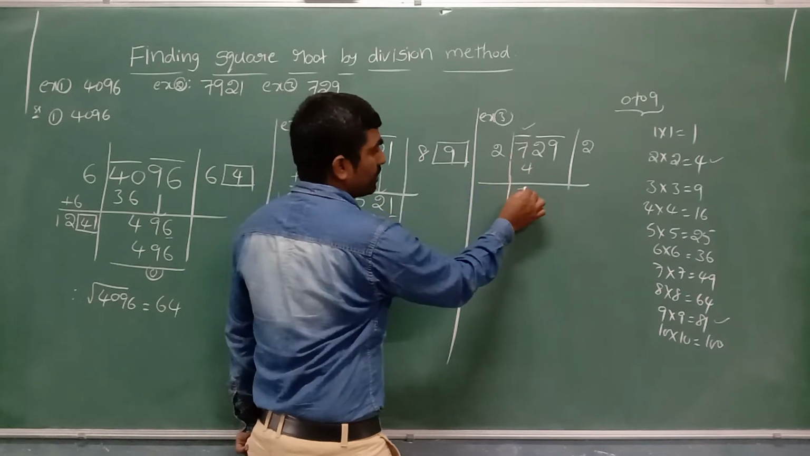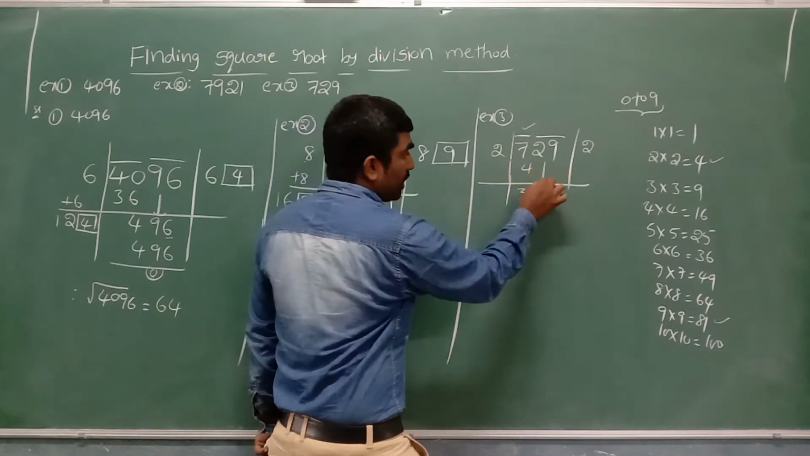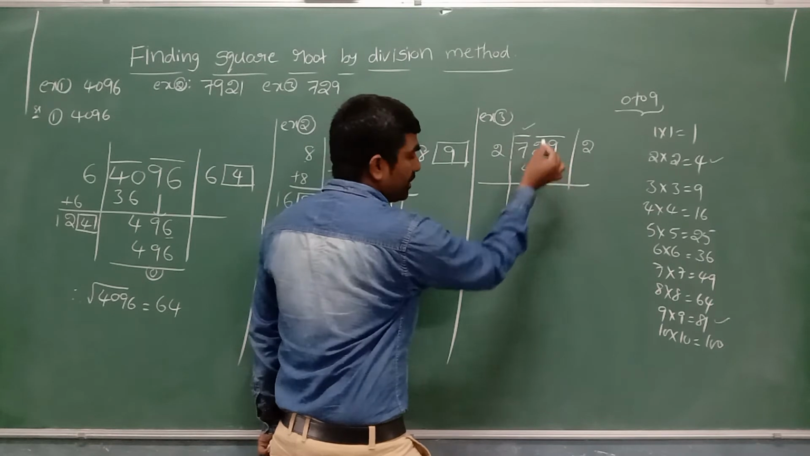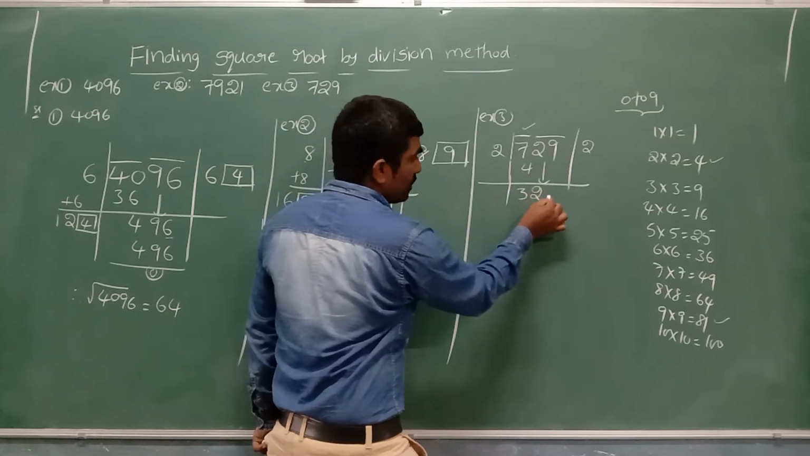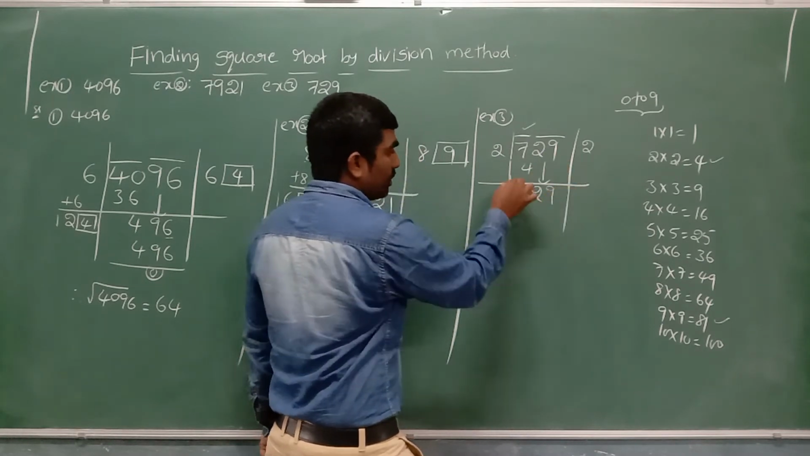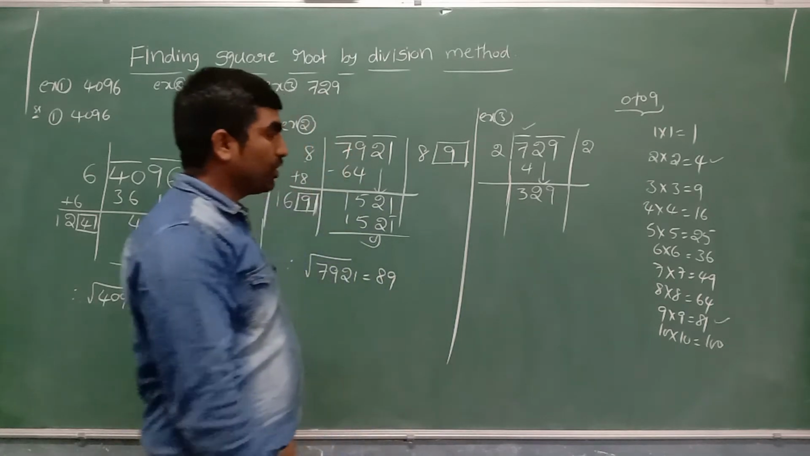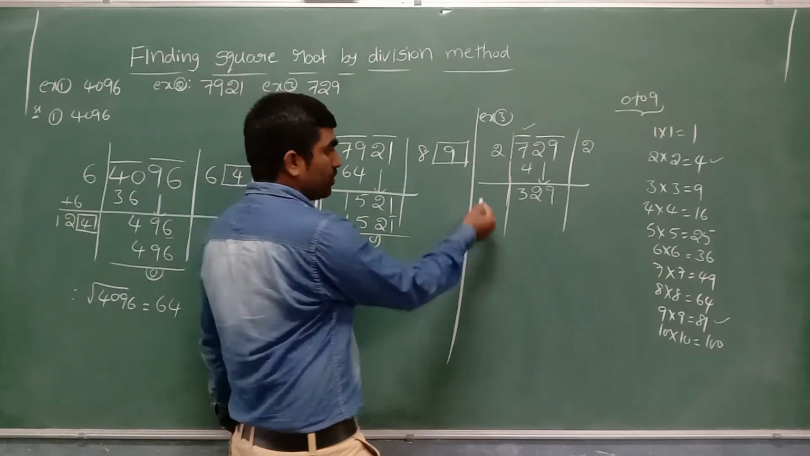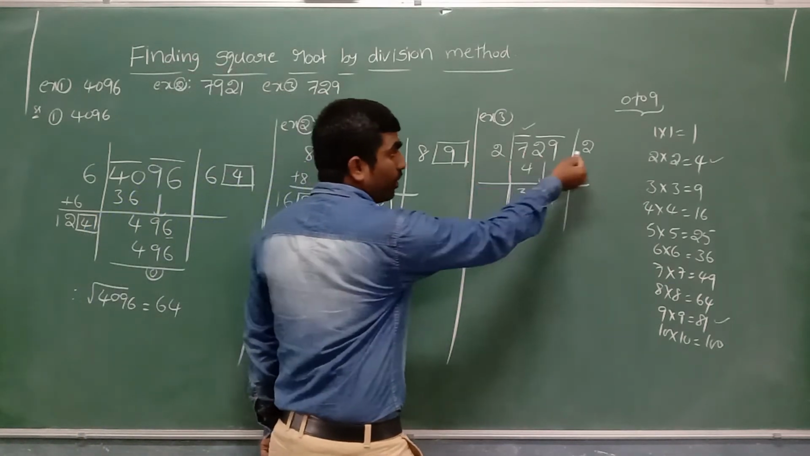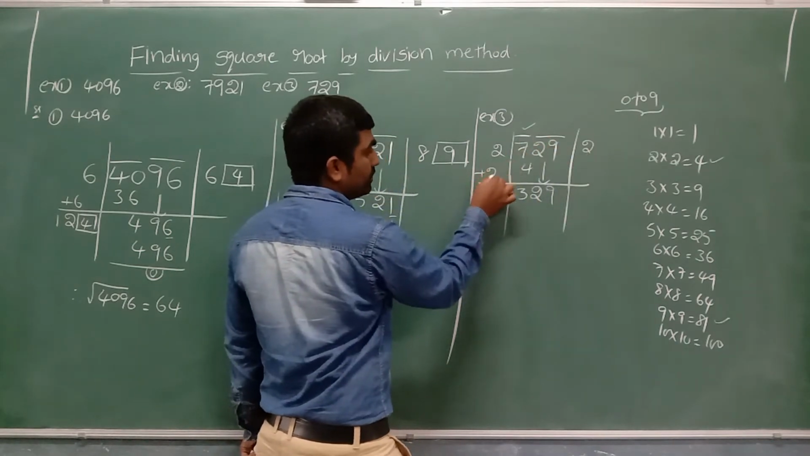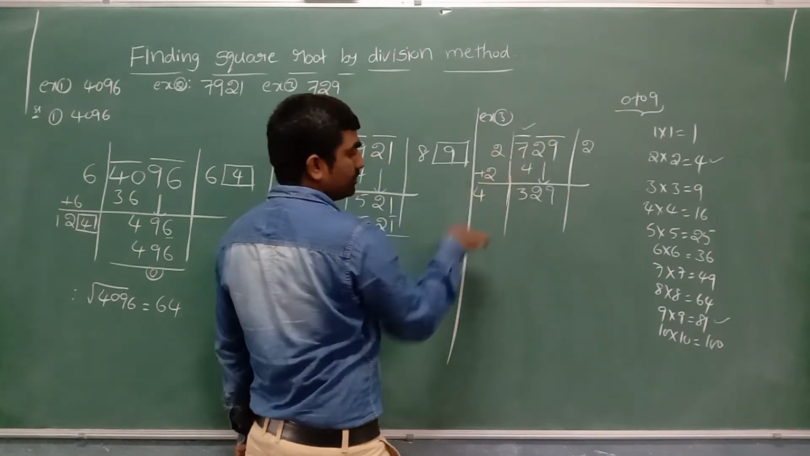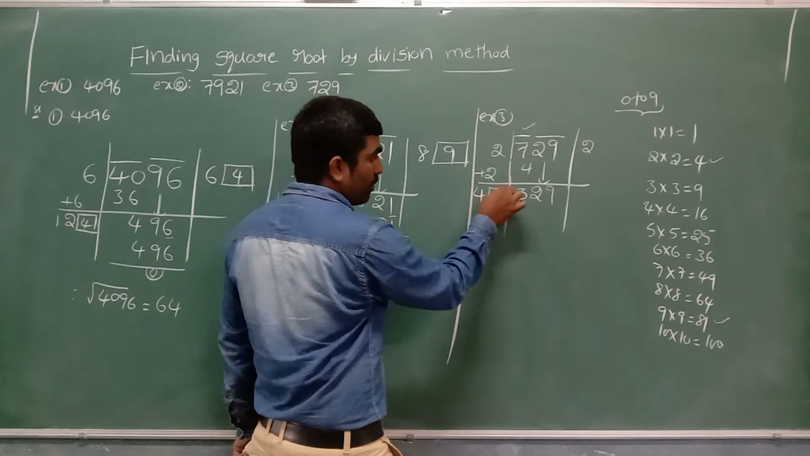7 minus 4, 3. Now this we have to bring down. Below the bar you can see 2 digits, 29, those 2 digits right again. Now 329 is the new dividend. So what is the divisor? This we can double, or quotient place 2 we can add here. 2 plus 2, 4. So beside this you can keep one box.